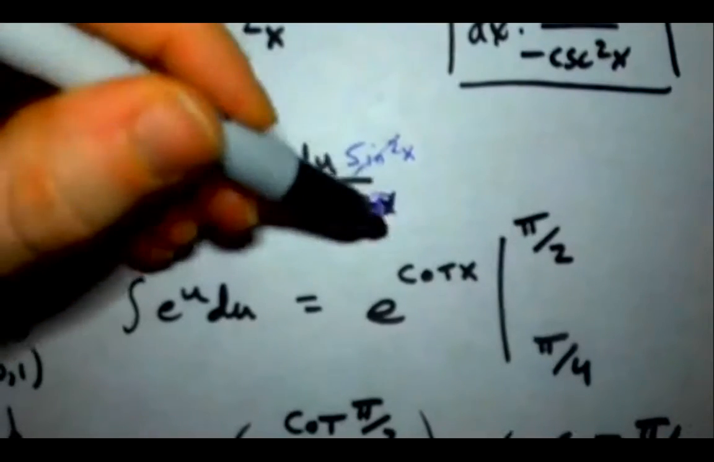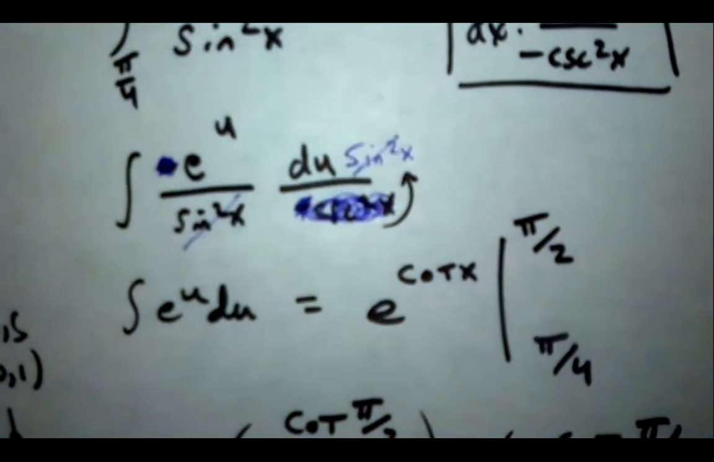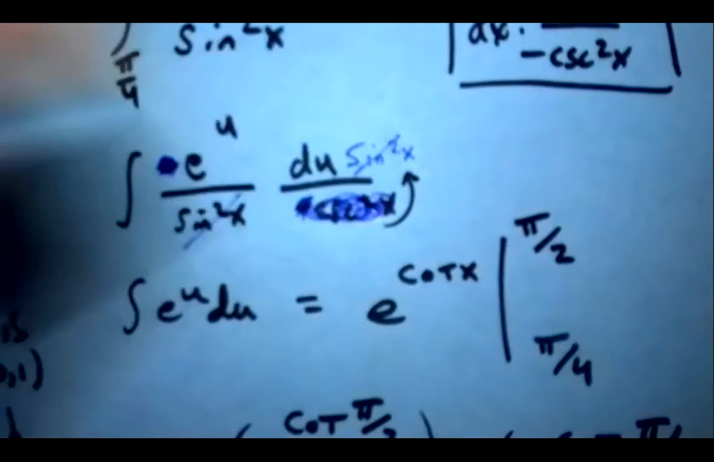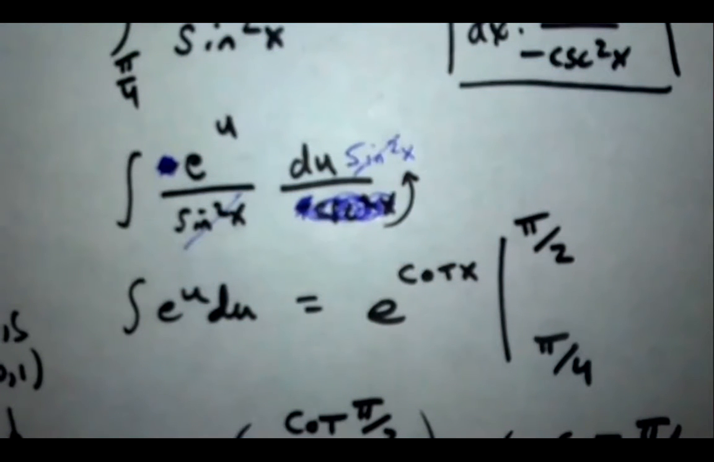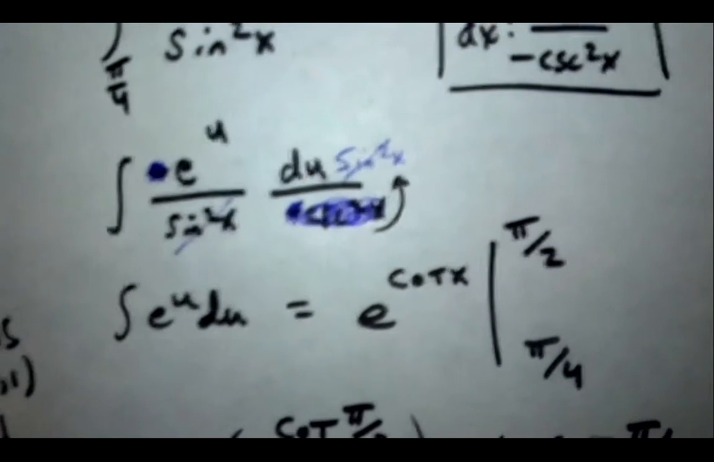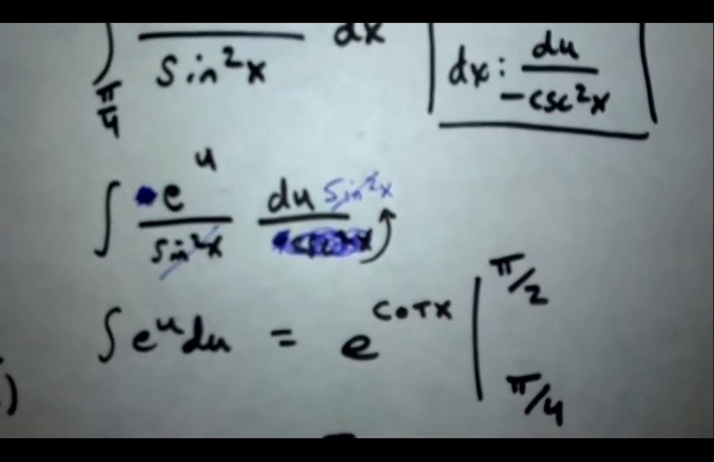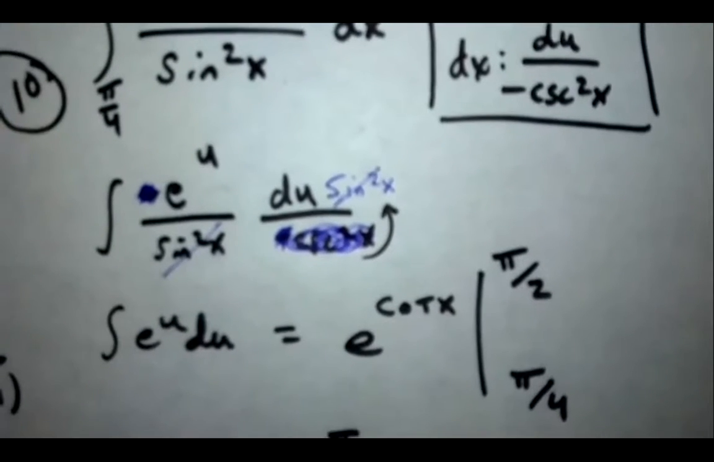Any questions? Wait, Mr. Baker? Yes. Where did the sine squared x go? So it canceled with this over here. I flipped up the cosecant, and when you flip up the cosecant, it makes sine squared, which cancels both of them. Yeah, to make U substitution work, we somehow got to cancel out all those x's. Okay, thank you. So that was number 10.